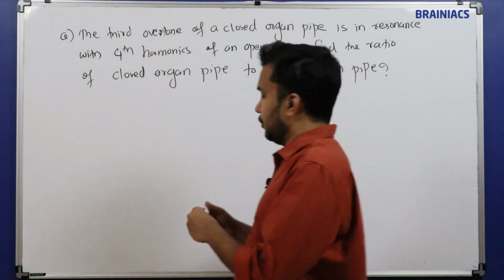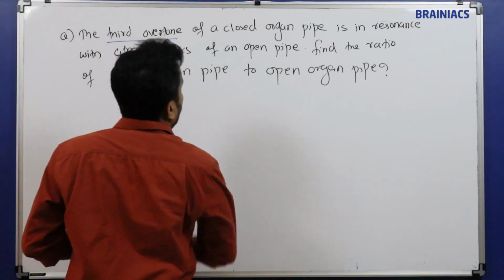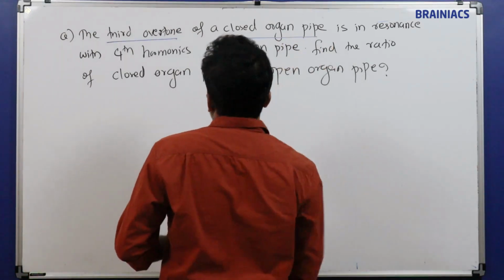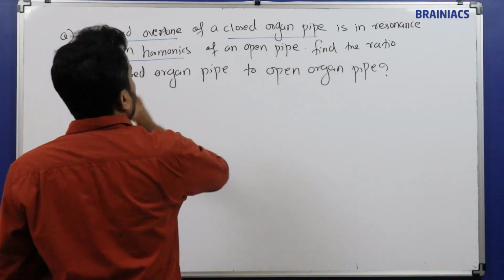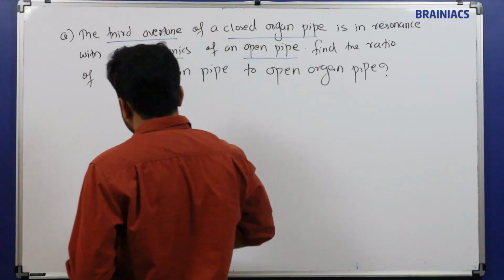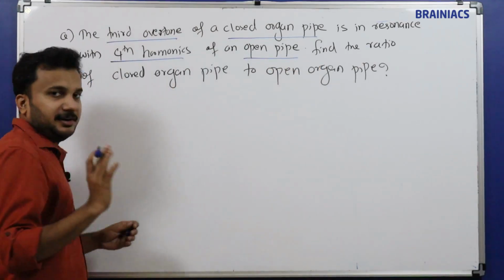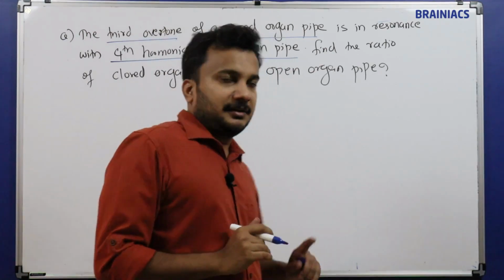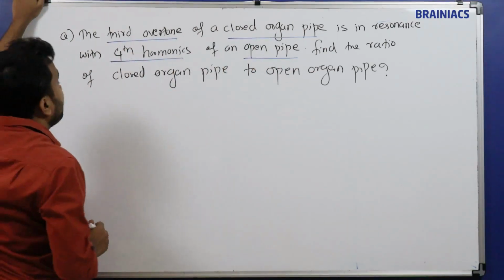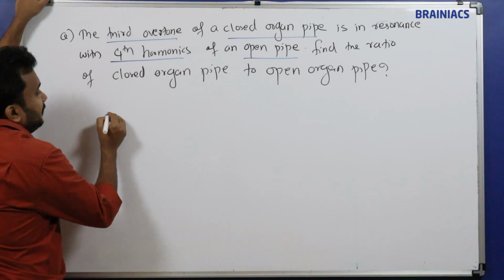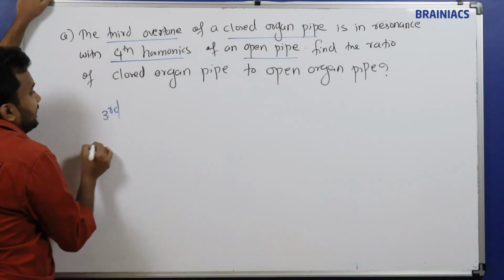The third overtone, let's analyze the question. The third overtone of a closed organ pipe is in resonance with the fourth harmonic of an open organ pipe. Resonance means equal frequency; the frequencies of the two are equal. This term is used. Third overtone means which harmonic? Third overtone. So let's answer this one.